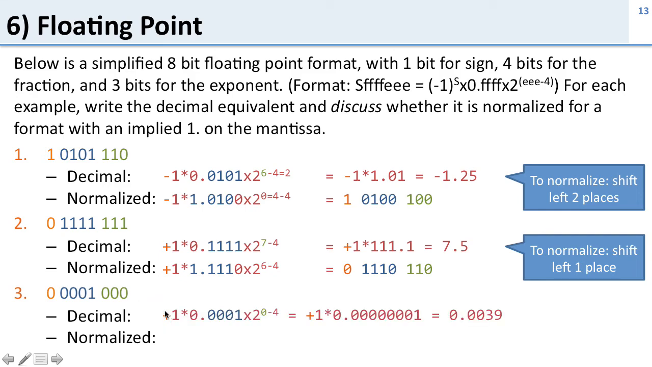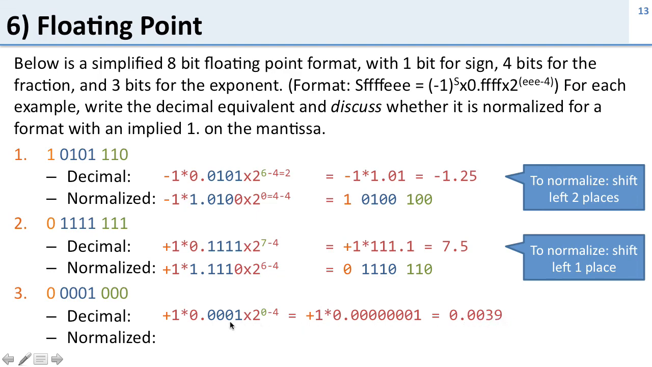So this example is positive because we don't have a sign bit, and it's 0.0001 times 2 to the 0 minus 4. So this is now a negative exponent, negative 4. That means to convert this number, I need to move my decimal place 4 points over to the left. So here's the number I get. 1 times 0.100000001. So I took this value and shifted over 4 places, which is 0.0039.